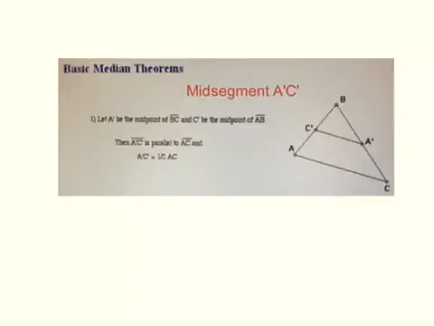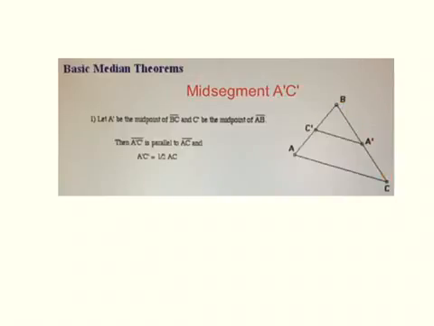All right, a couple of new definitions today: mid-segment, median, and centroid. The first one, mid-segment: the mid-segment of this triangle is the mid-segment A prime, C prime. It's this line right here. This line connects the two midpoints, the midpoint of line AB and the midpoint of BC.